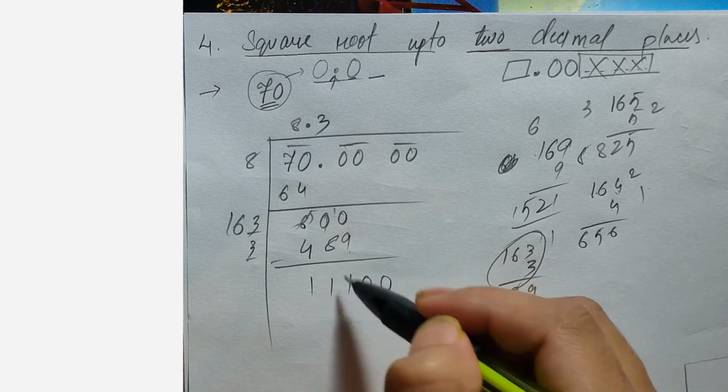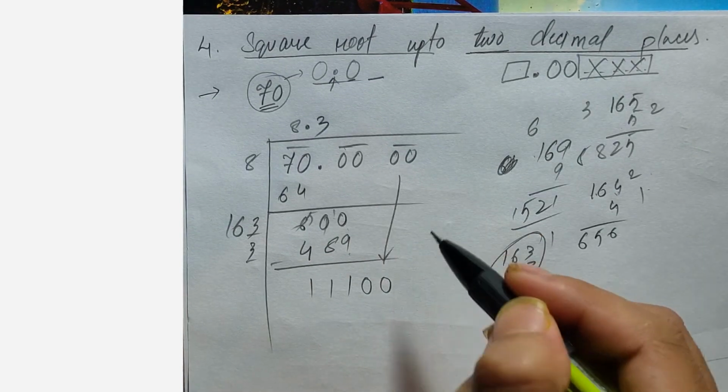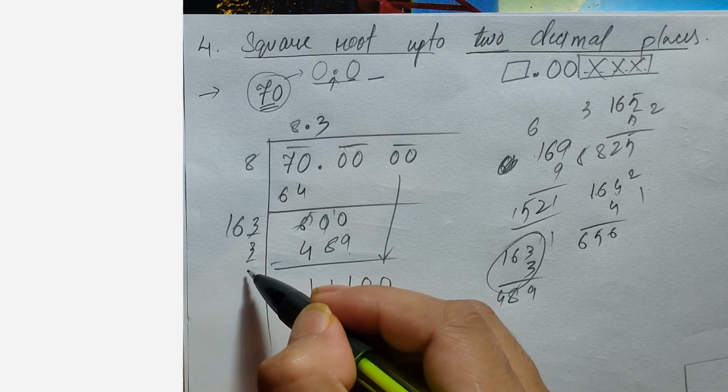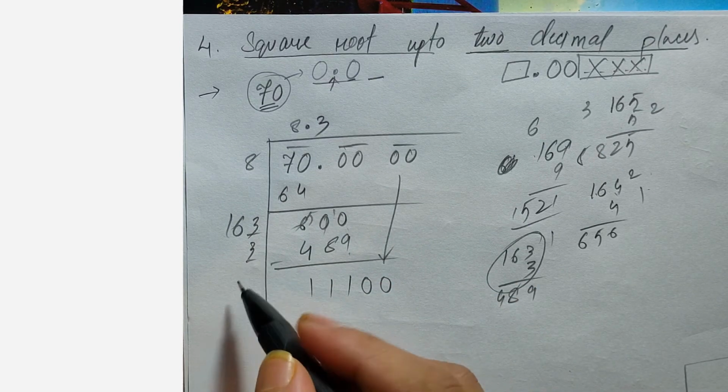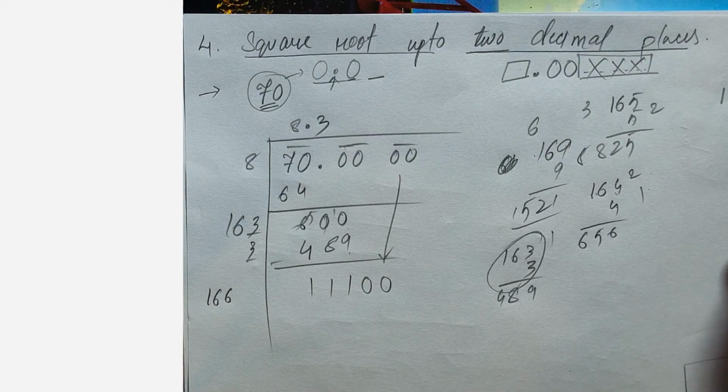Let me just check this. 10 minus 9 is 1, 9 minus 8 is 1, 5 minus 4 is 1. Okay, these two zeros have come down. Then you have 163 plus 3, which gives 166. Now 166.